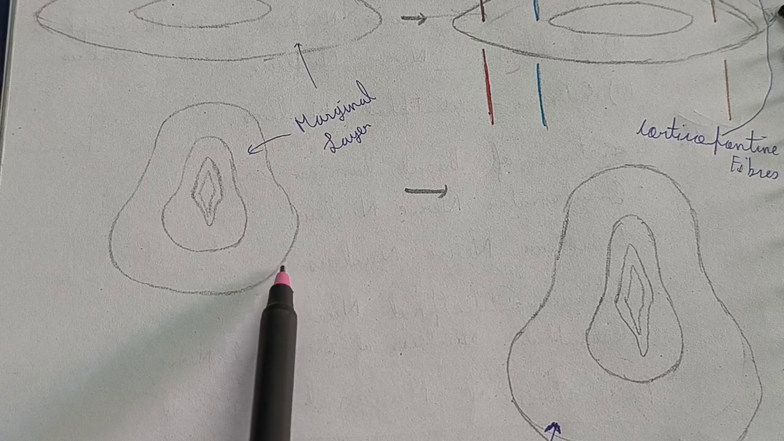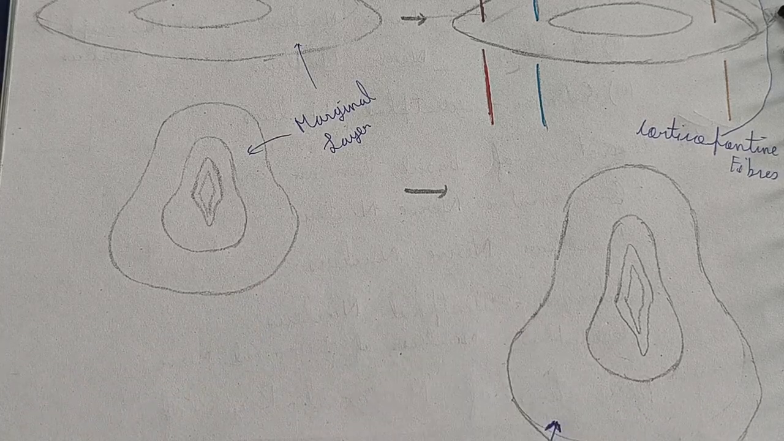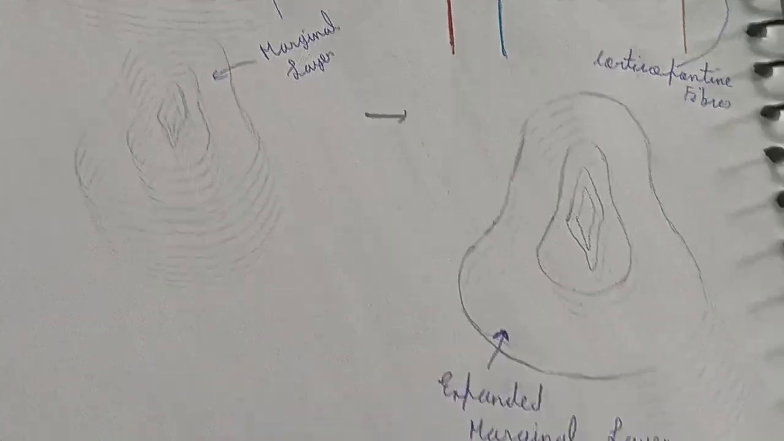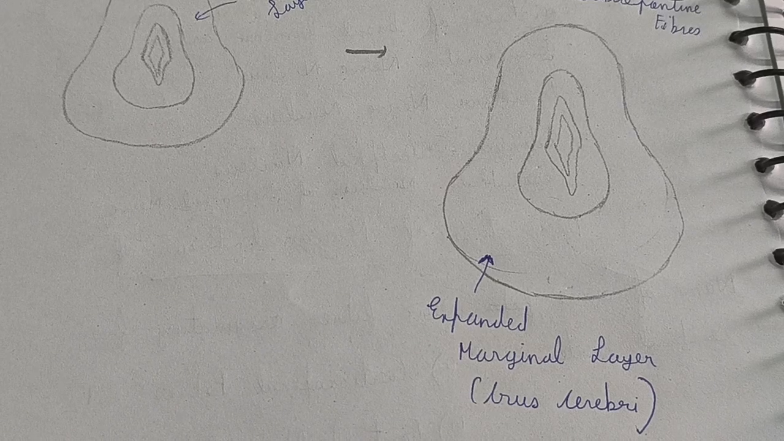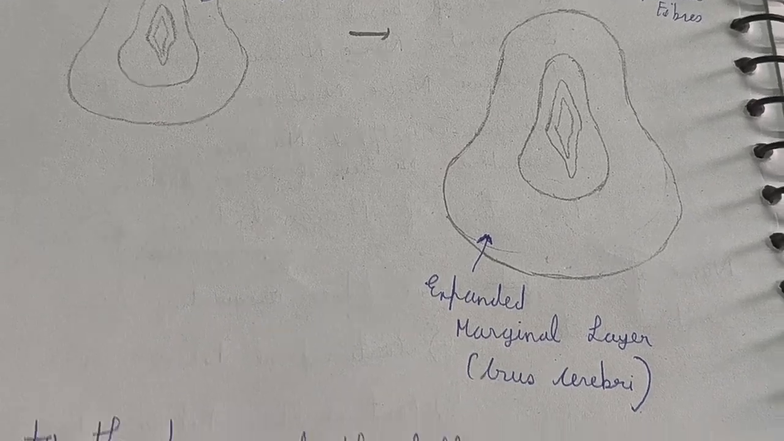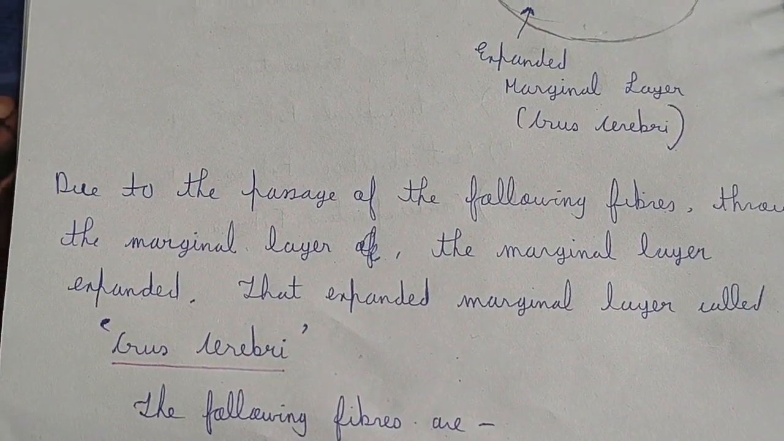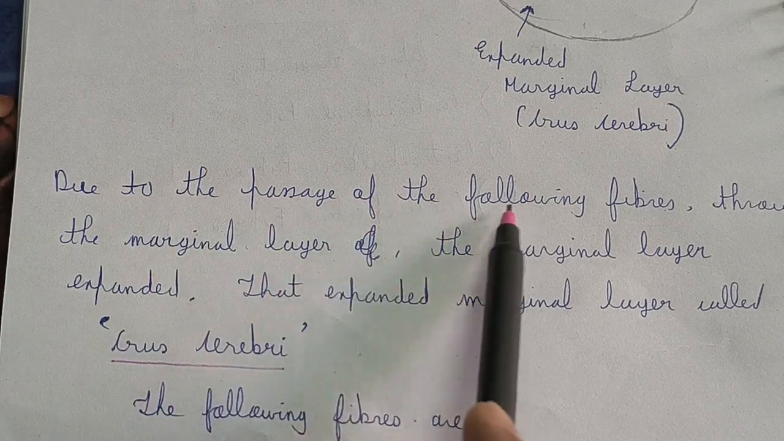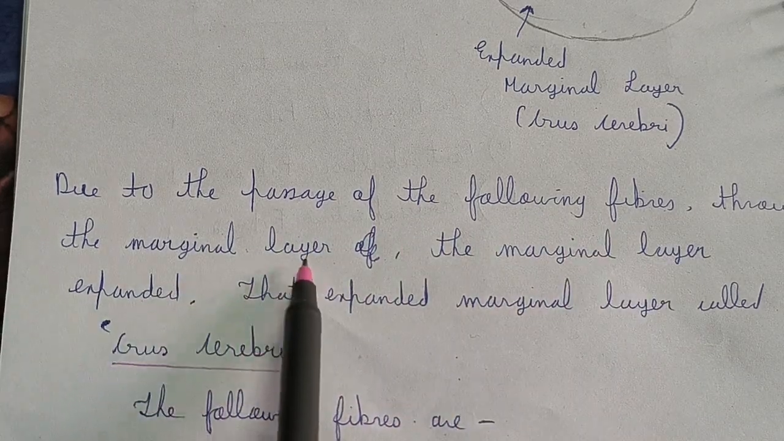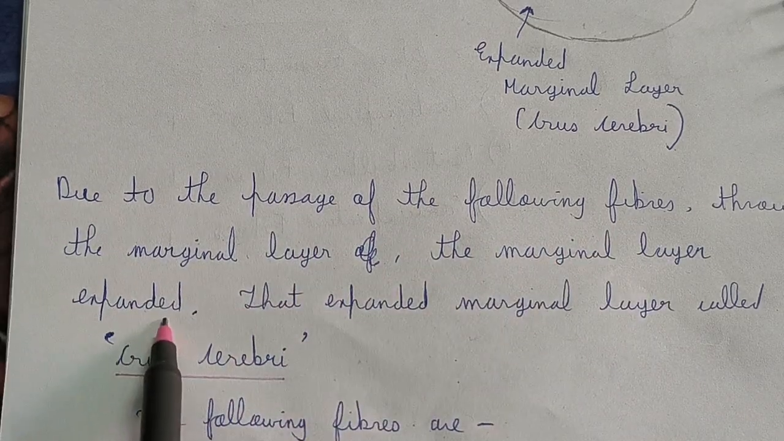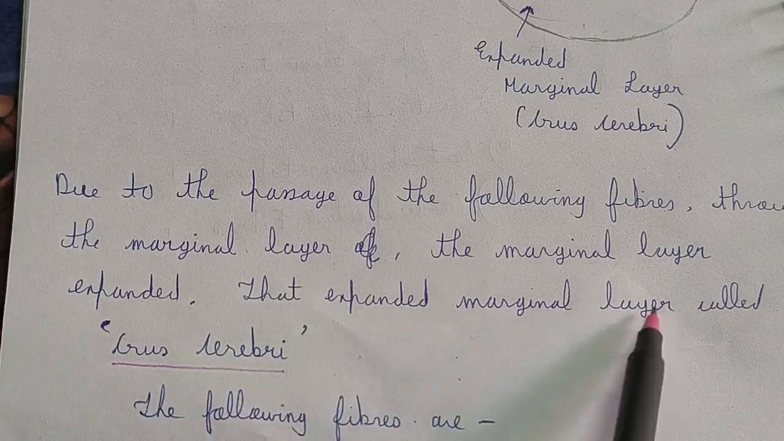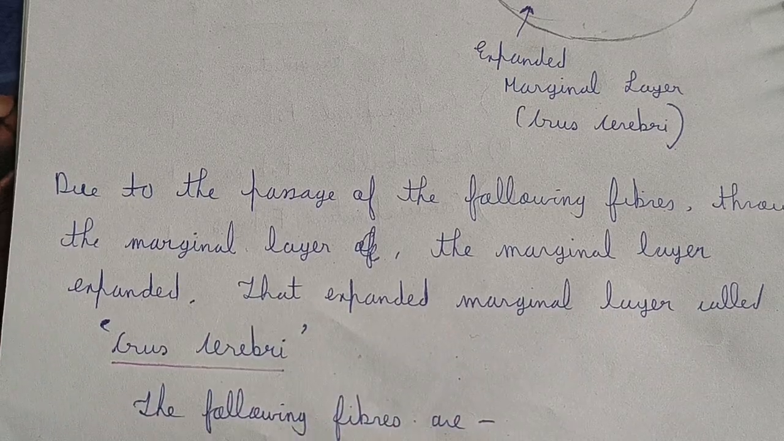As a result, you can see that this marginal layer becomes enlarged or expanded, and that expanded marginal layer is known as crus cerebri. Therefore I have written that due to the passage of the following fibers through the marginal layer, it expands, and that expanded marginal layer is called crus cerebri.